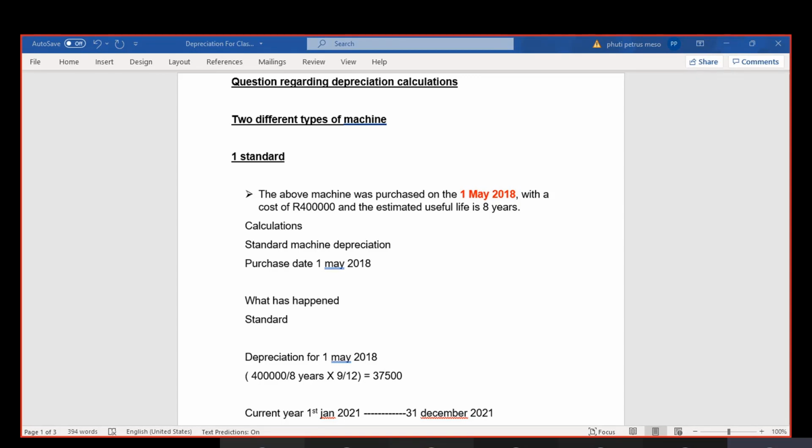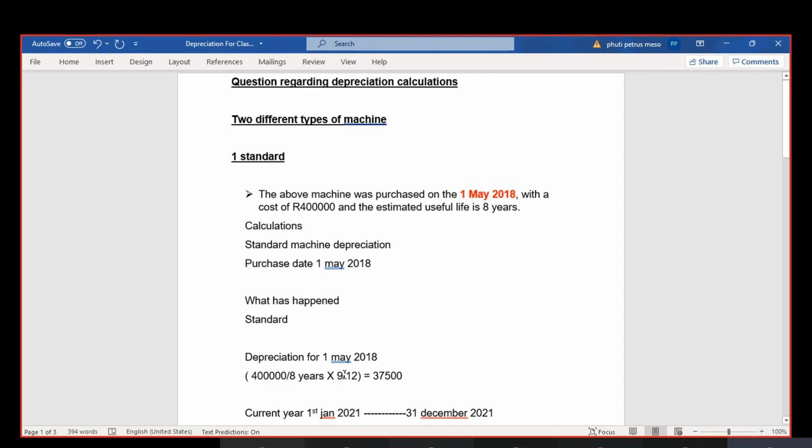I can see your hand, MM. Hi, I needed to understand why you're multiplying by 9 instead of 7, because we're calculating from May to December. It's supposed to be 7 months, not 9 months. Oh, is it 7 months? Let me see.